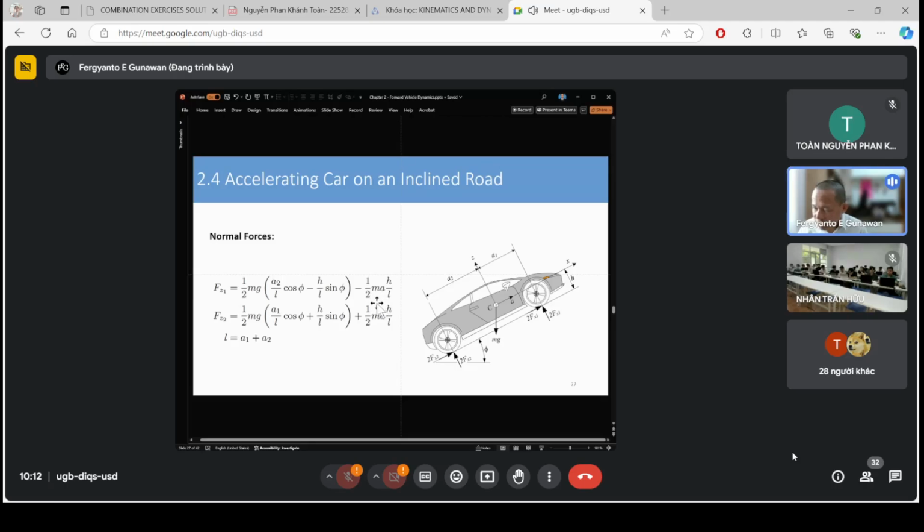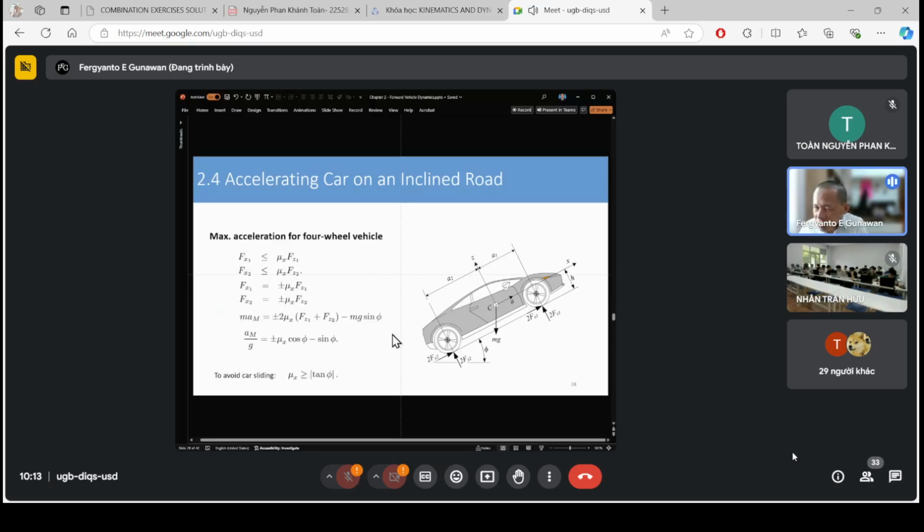So we have half of the inertia force multiplied by h divided by L. And the rear wheel will receive a slightly bigger force, as you can see in here. Okay, and this is the free body diagram for the case.